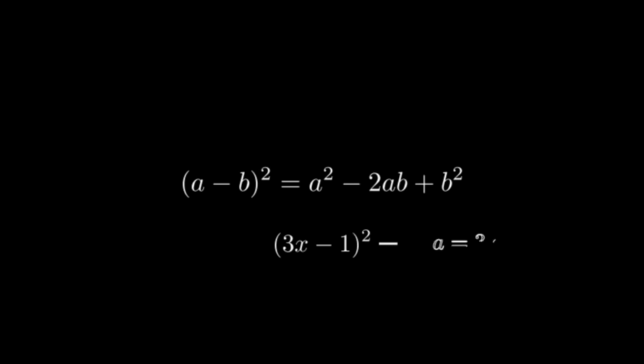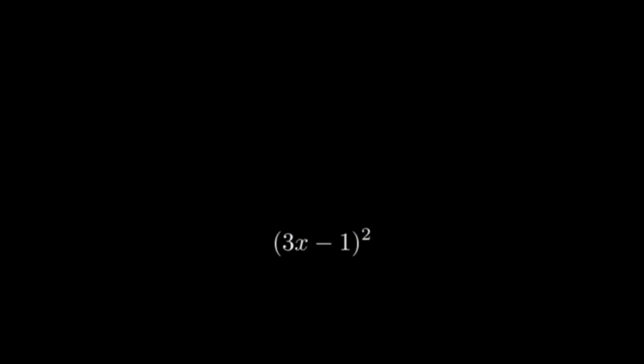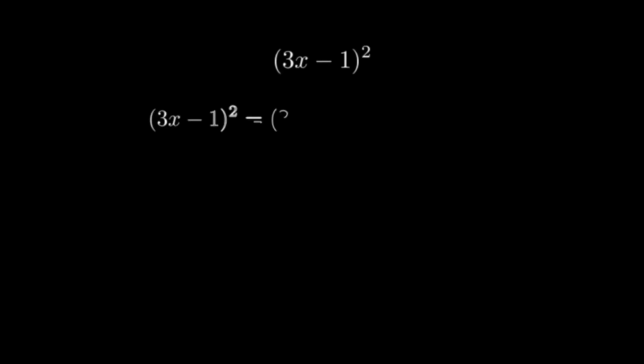To apply our formula, we need to identify what a and b are in our expression. Looking at (3x - 1)², we can see that a equals 3x and b equals 1. Now that we've identified our variables, let's apply the binomial square formula step by step to expand our expression. First, we'll substitute our values of a = 3x and b = 1 into the formula. This gives us (3x - 1)² = (3x)² - 2 · 3x · 1 + 1².